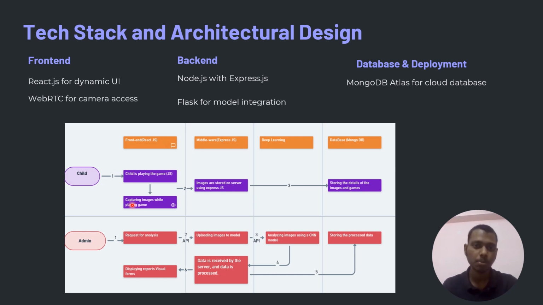While the game is in progress, images are periodically captured to analyze the child's facial expressions and emotions. The middleware used for image storage: storing images on the server. The captured images are sent to the server using Express.js, a middleware that handles requests and responses. Express.js stores the images temporarily on the server for further processing.